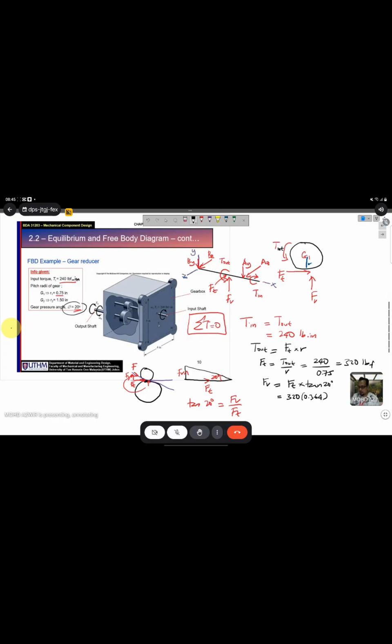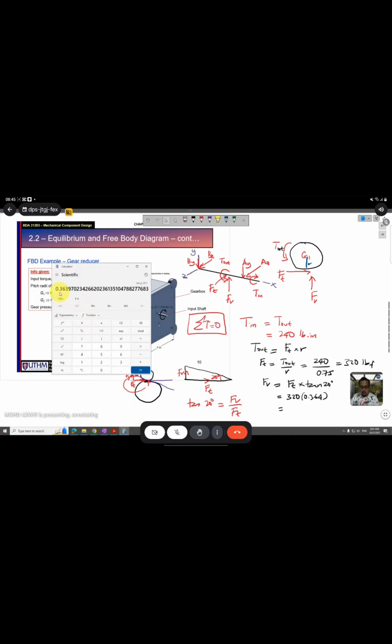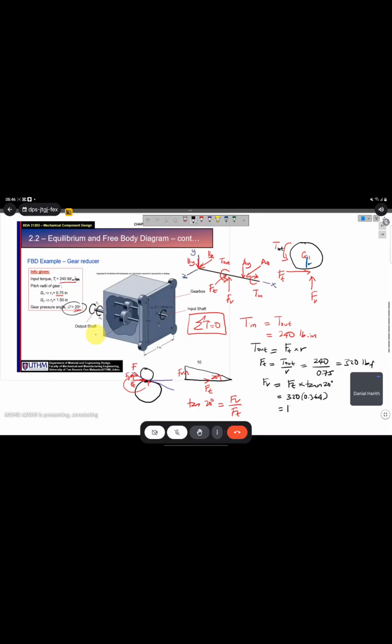0.364. Maybe can someone check whether the calculation is correct or not, because I don't have the proper calculator inside here. 116.5. Is it correct? Yes, Doctor.